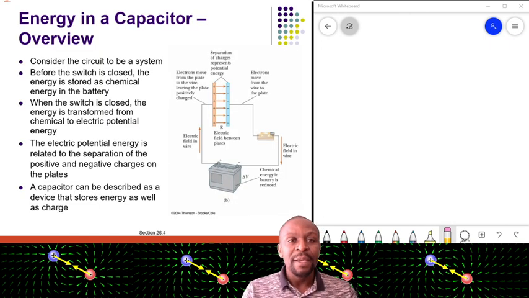All right. Now, energy in the capacitor. Let us also do the energy stored in the capacitor. Consider the circuit to be a system. Before the switch is closed, the energy is stored as chemical energy in the battery. When the switch is closed, the energy is transformed from chemical to electrical potential energy. The electrical potential energy is related to the separation of the positive and negative charges on the plates. A capacitor can be described as a device that stores energy as well as charge.